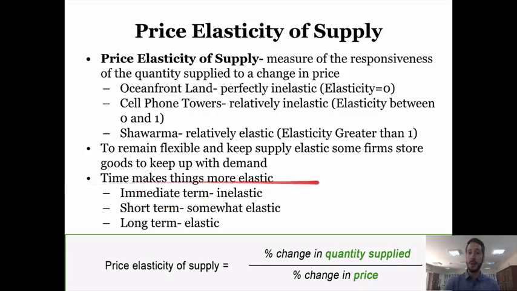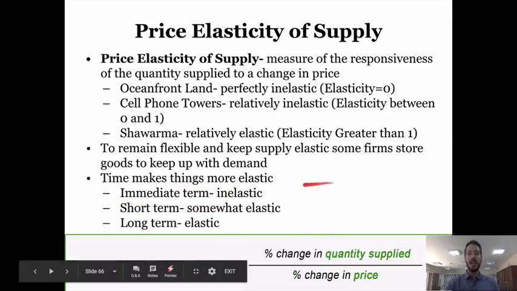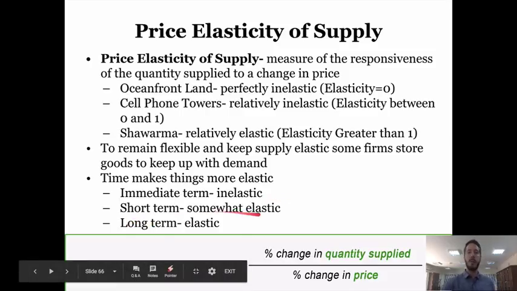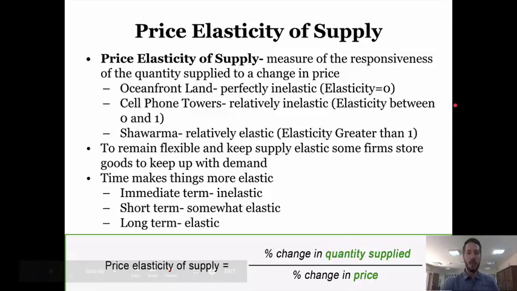Time also makes things more elastic. So in the immediate term, if I want to put out more of a supply, I can't necessarily do that. But as time goes on, as I ramp up production, as I make different deals, it becomes more and more elastic over time. One more thing to talk about, how do we determine the price elasticity of supply? It's the percentage change in the quantity supplied divided by the change in price.